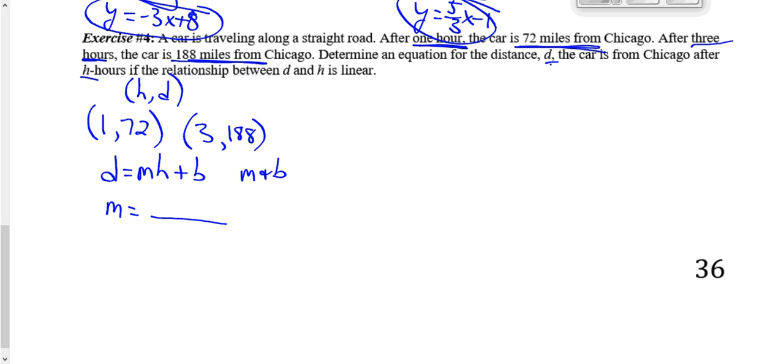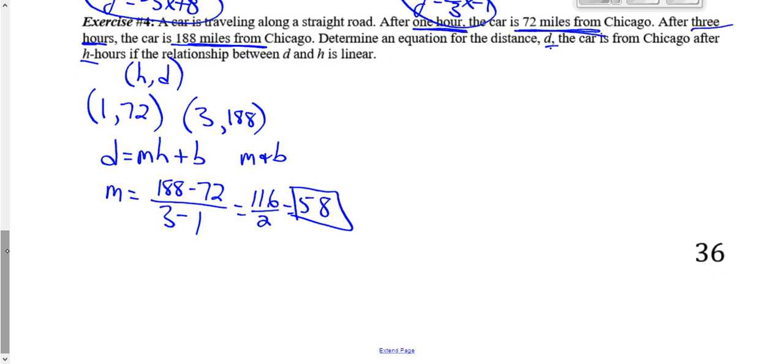I got 29 as b. What did you get as b? 29. Nope, but thank you for playing. Let's do the m. You probably did 188 minus 72 over 3 minus 1, or if you're like Hannah, who likes to do the opposite of everybody, you do it backwards for both of them, but that'll work, right? And you got 116 over 2, which is 58. 188 minus 72, last time I checked, was 116.